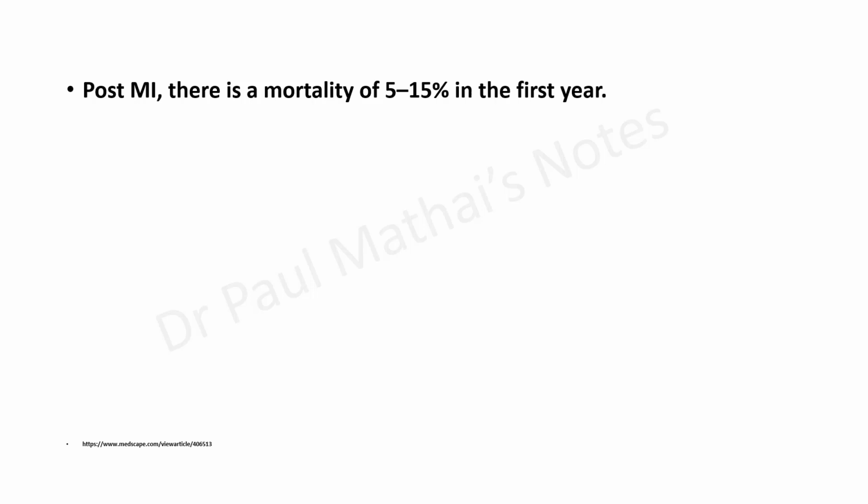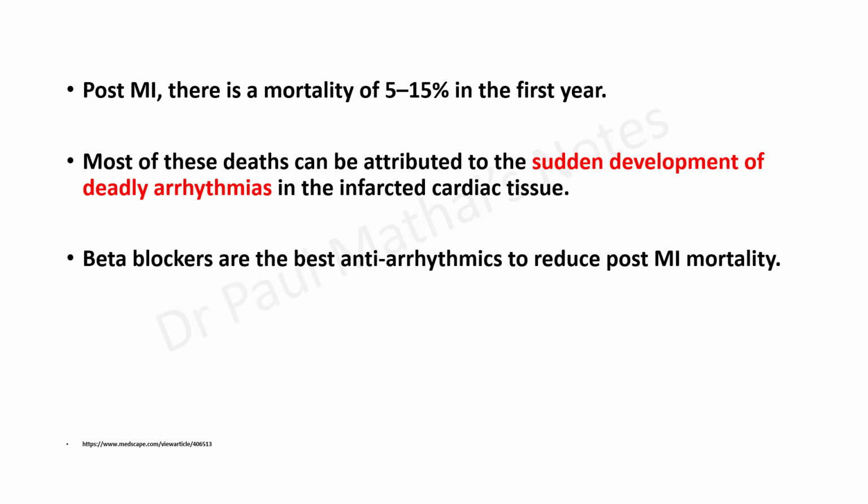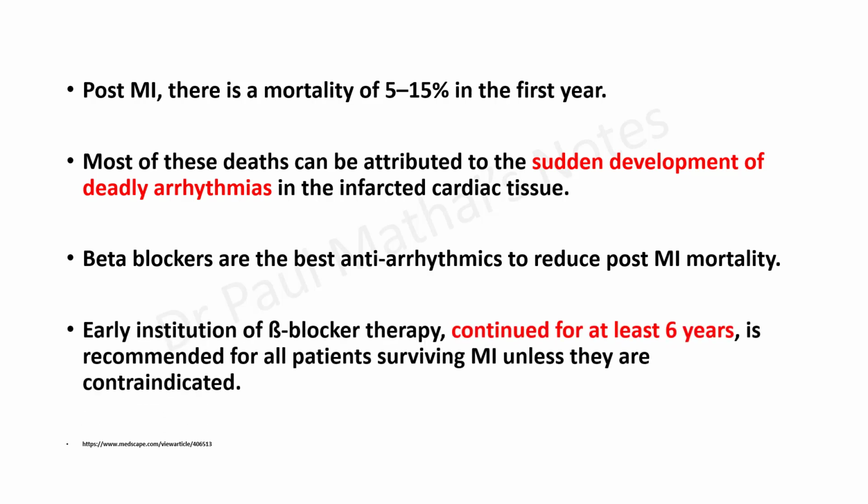Post myocardial infarction, there is a mortality of up to 5 to 15% in the first year, and most of these deaths can be attributed to the sudden development of deadly arrhythmias in the infarcted cardiac tissue. Beta blockers are the best antiarrhythmics to reduce post-MI mortality. Early institution of beta blocker therapy, continued for at least 6 years, is recommended for all patients surviving an MI unless contraindicated.